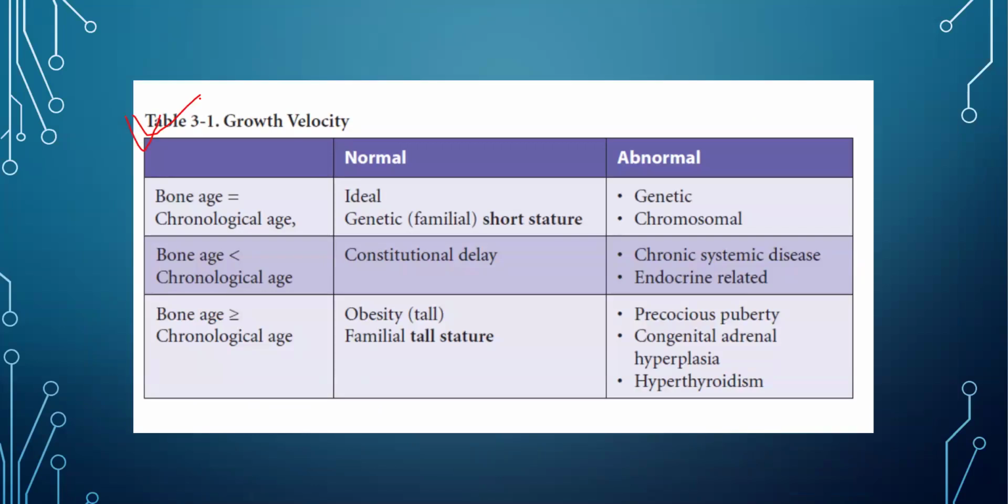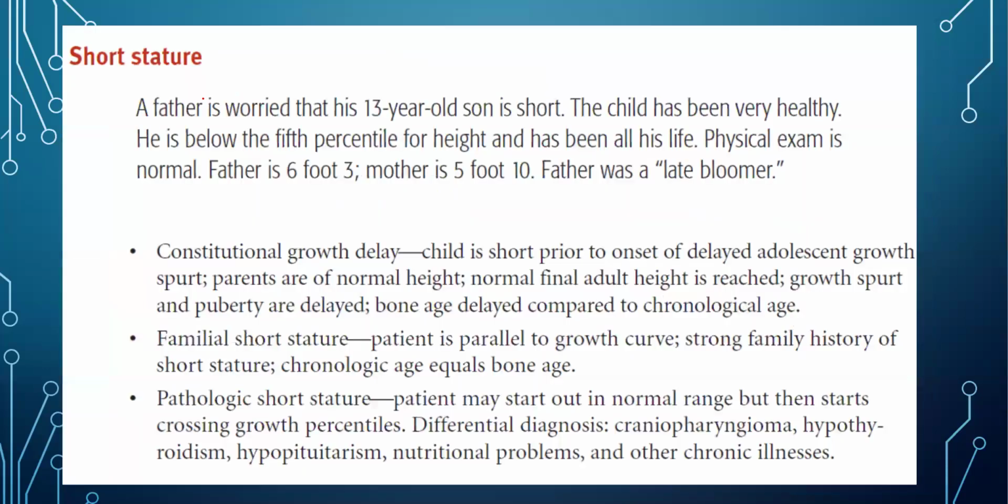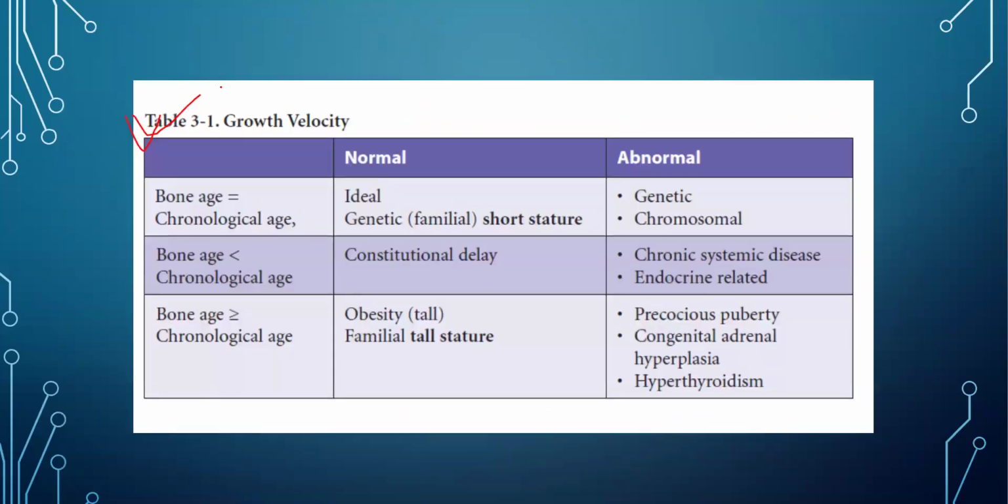Growth velocity helps us know whether a child is growing appropriately or not. Sometimes children are brought by their parents because of short stature, very tall stature, or delayed puberty. When there is abnormal growth and development, growth velocity can help us get an idea of where exactly the problem is. To check the growth velocity, we need the bone age and the chronological age.